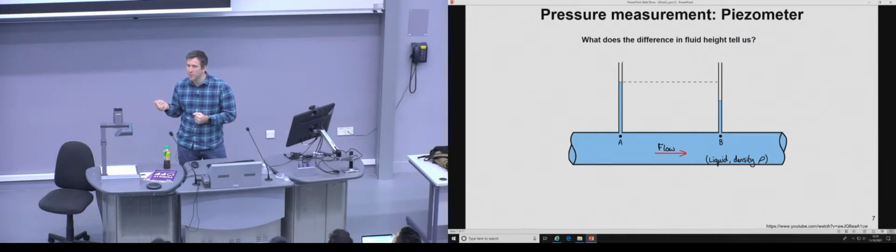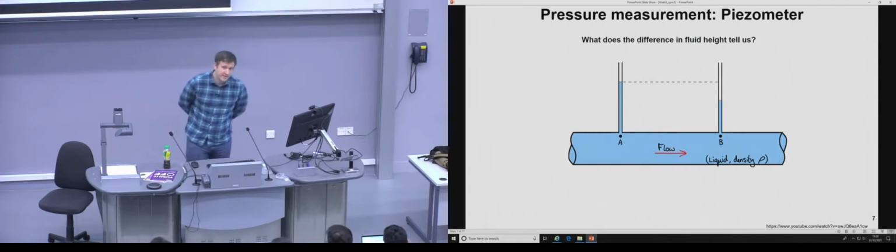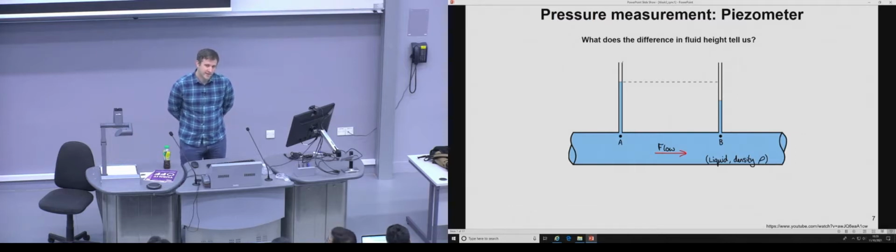So why is there a decrease in the pressure from A to B? Yeah? Yeah, excellent. And what do you think it might be? Or anyone else? Yeah? Because of the friction? Yeah, the friction. Did you want to add something? No, yeah, you got there.